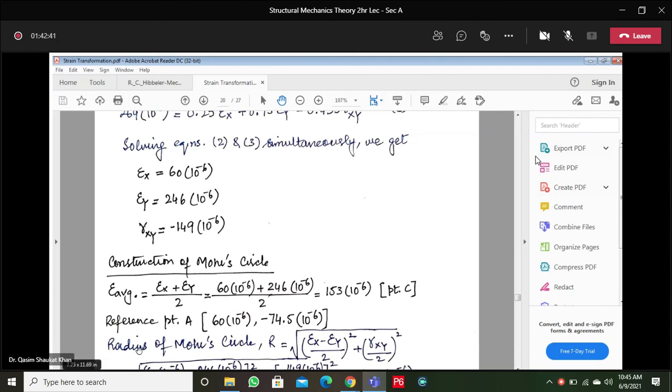Next you need to calculate the radius of the Mohr's circle or the resultant, and the formula is under root of (epsilon x minus epsilon y over 2) square plus (gamma xy over 2) square. So guys, please find the resultant or the radius of the Mohr's circle.